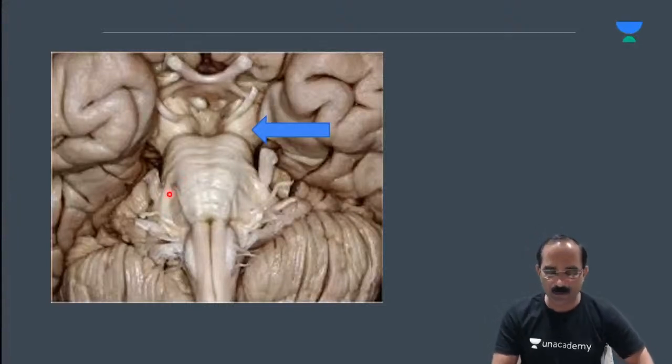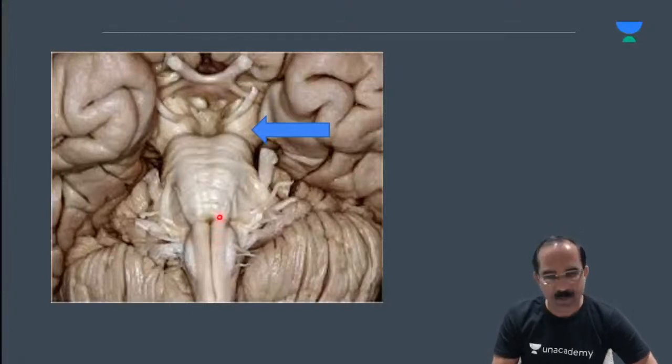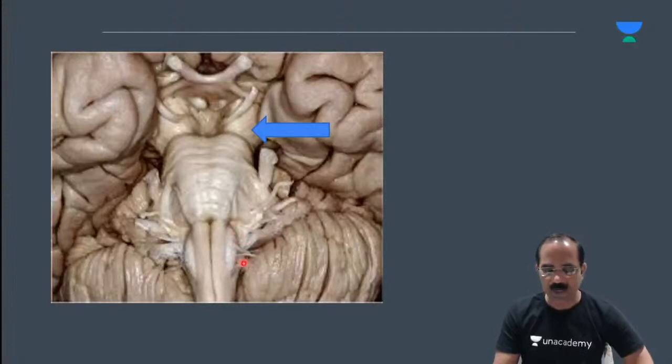Okay. Now tell me, what is this structure? This is the pyramids. What is this? The next one. That's the olives, and the next one is the inferior cerebellar peduncle. So that's the pyramids, that's the olives, and that's the inferior cerebellar peduncle.